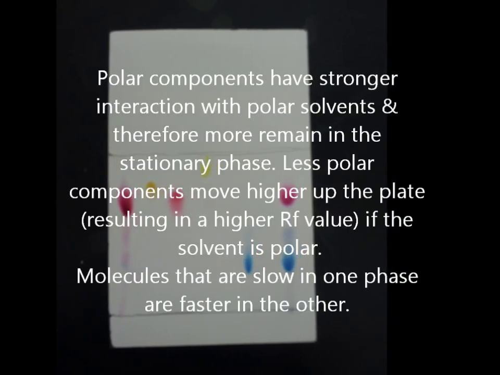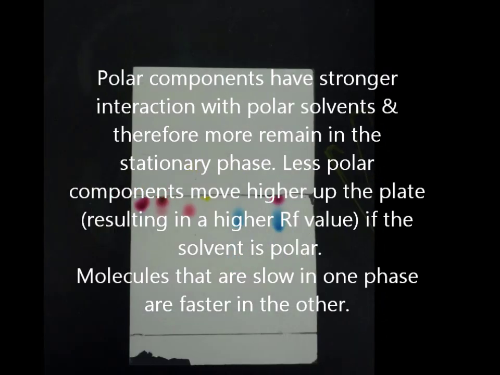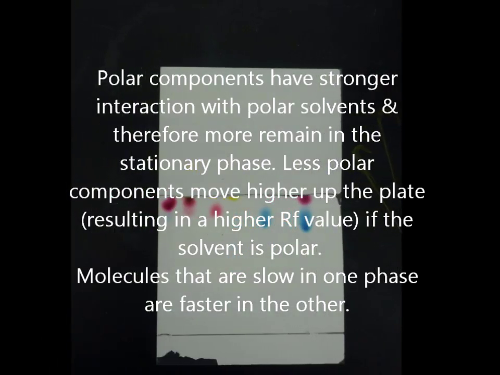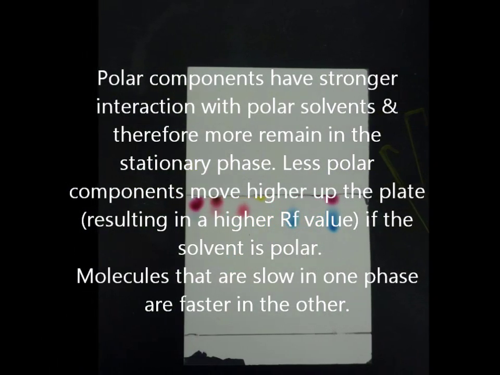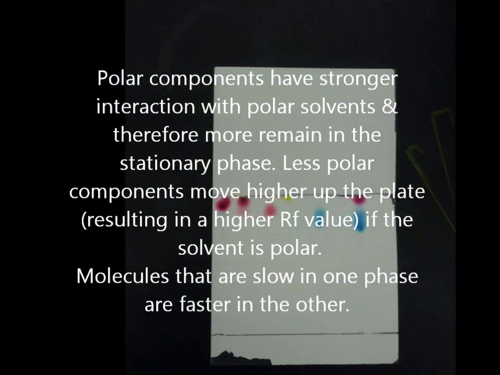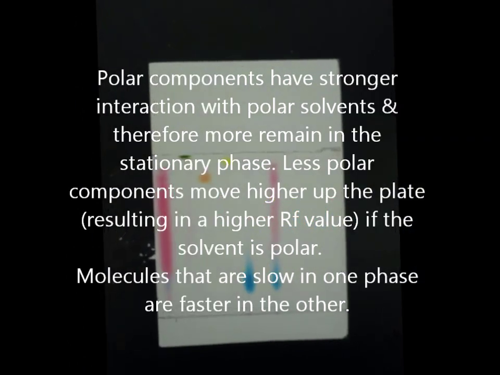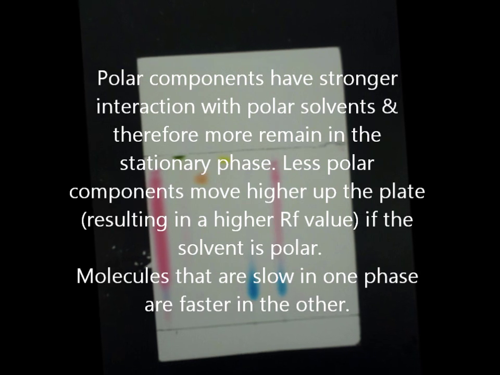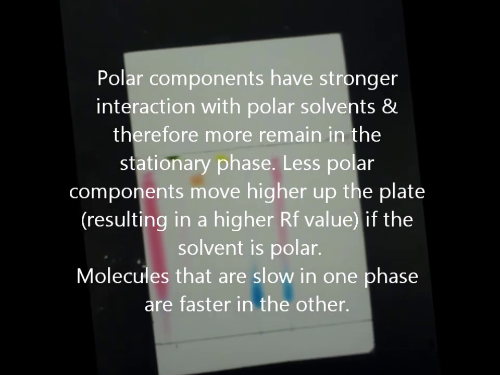Each substance's affinity to the solvent and the TLC plate determines how fast it travels up the TLC plate using capillary action. Substances that interact weakly with the stationary phase spend most of their time in the mobile phase and move through the system rapidly. Substances that interact strongly with the stationary phase move very slowly along the plate.